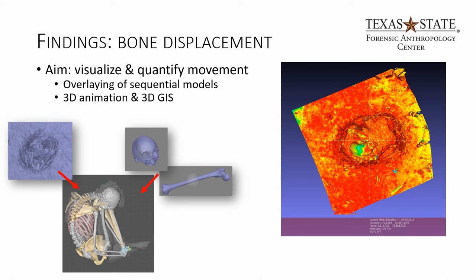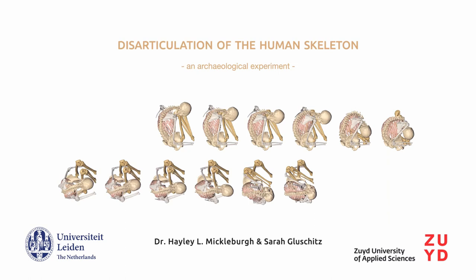So we started looking for ways to visualize and quantify that. What we did is we visualized in 3D animation and we quantified with 3D GIS. We took the weekly models that are created in the field and the models of each individual bone that are created afterwards, and we basically refitted the skeleton into the human body, which obviously requires a lot of good anatomical knowledge. Then we were able to remove the field models, leaving us with the position of the bones of the individual, and then animate the steps in between.